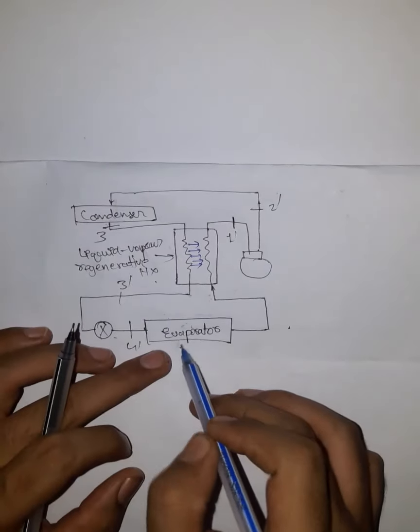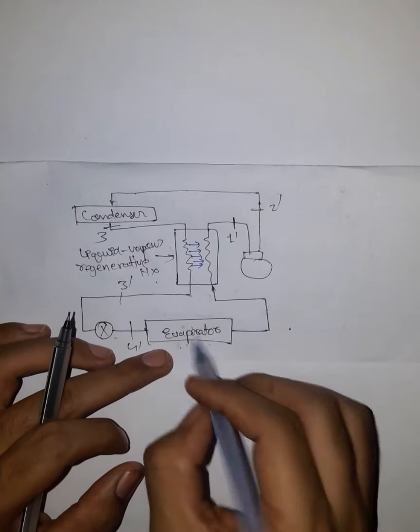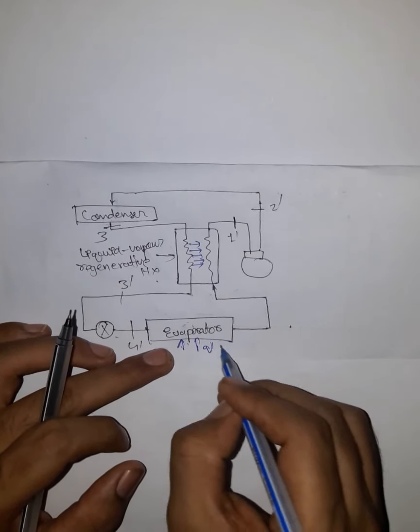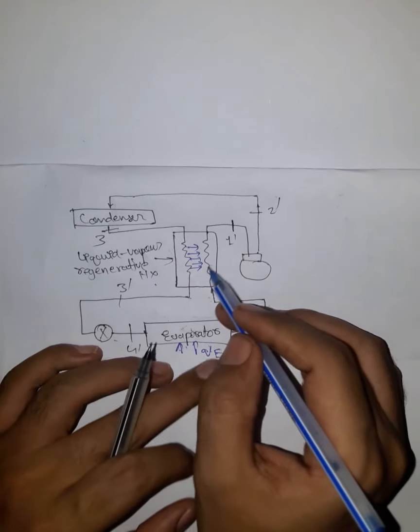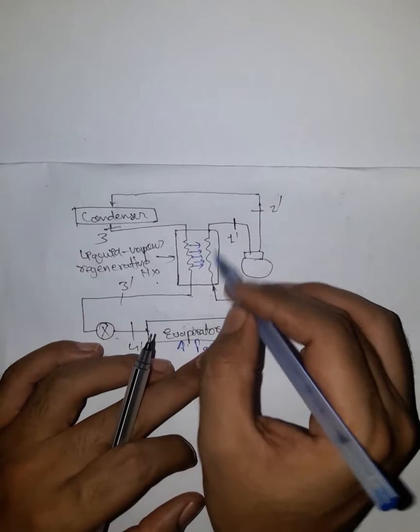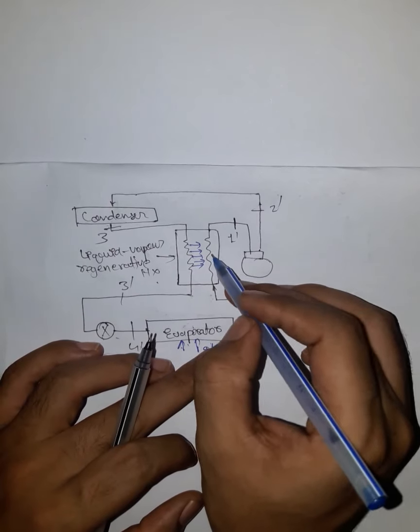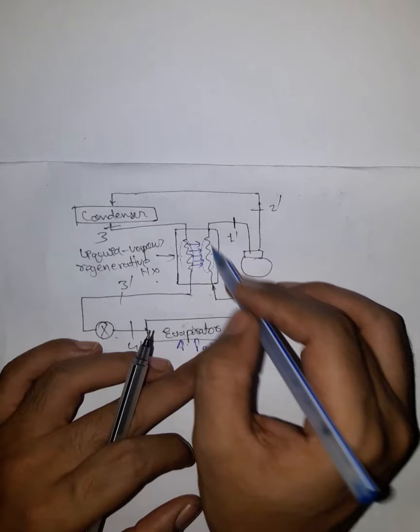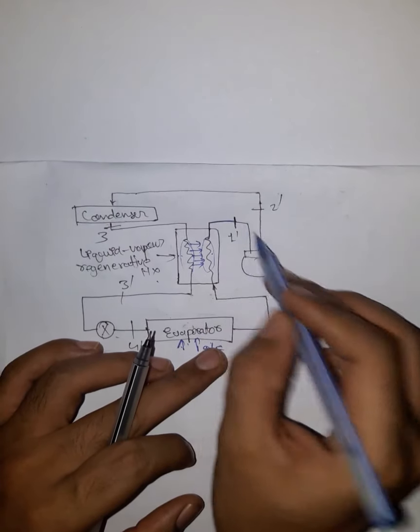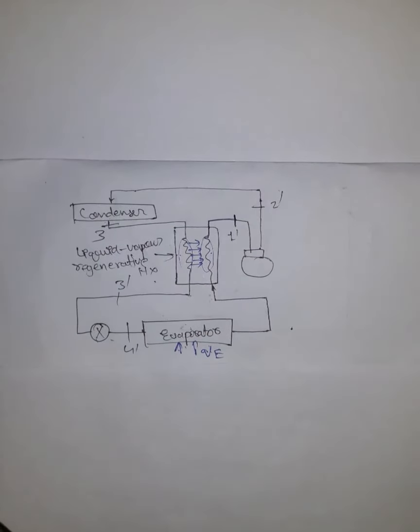Then it goes to the evaporator, where it takes the heat from the substance to be cooled, that is QE. After that it again goes to this heat exchanger, where the superheating is done, and it takes the heat from the subcooler. This is the part of the subcooler, and this is the part of the superheating. After that it again goes to the compressor.